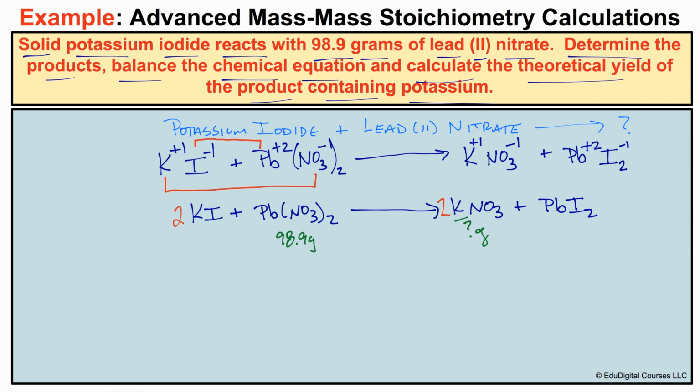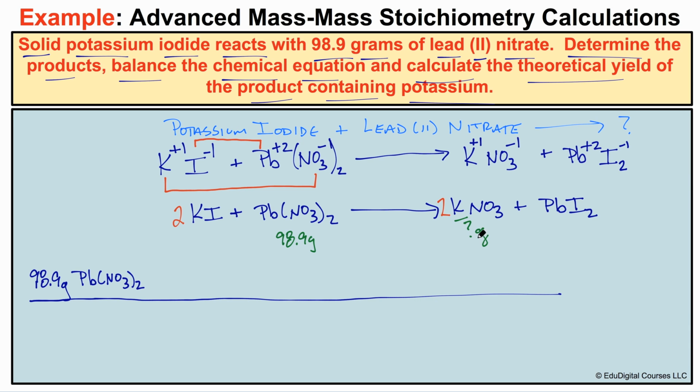So let's go ahead and start this problem. In this problem, we have 98.9 grams of lead 2 nitrate. And what we want to figure out is the number of grams of potassium nitrate that will be produced. In order to figure out the number of grams of potassium nitrate that will be produced, we're going to have to figure out the number of moles of potassium nitrate that will be produced. And in order to figure that out, we're going to have to figure out the number of moles of lead 2 nitrate that were consumed. So let's first convert the grams of lead 2 nitrate to moles.